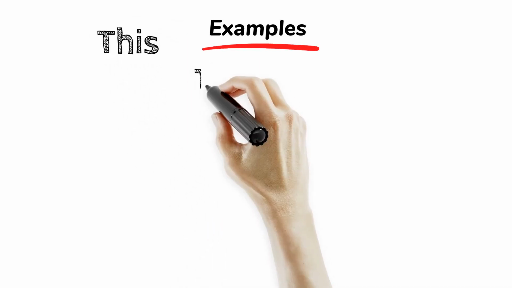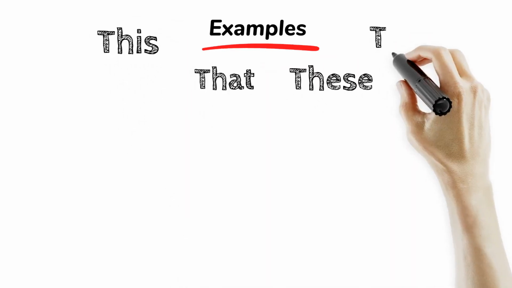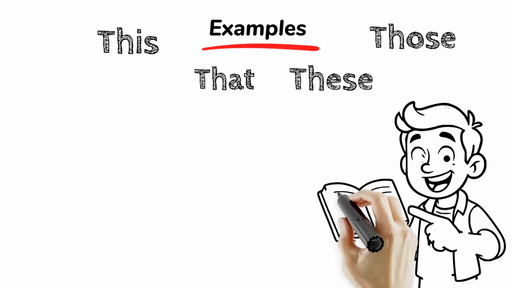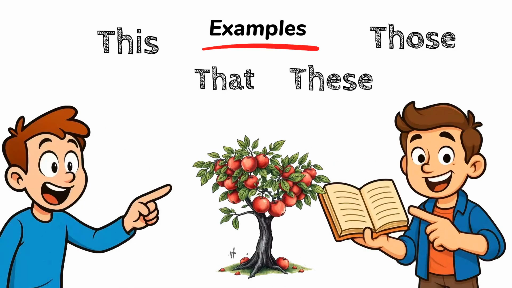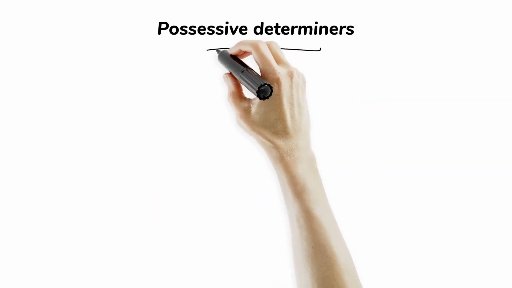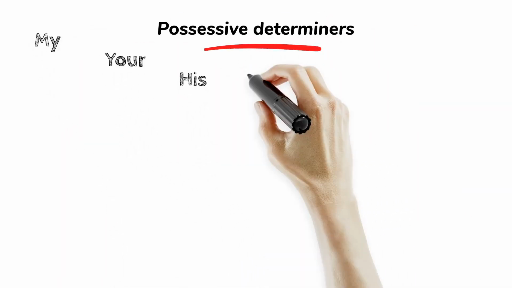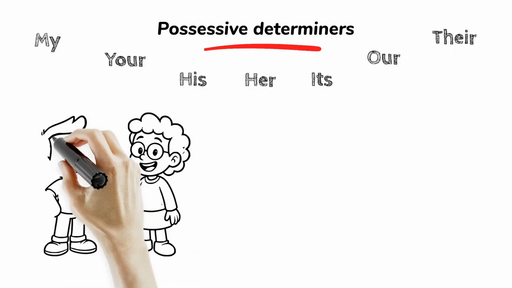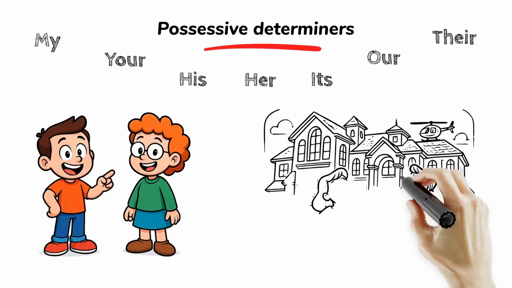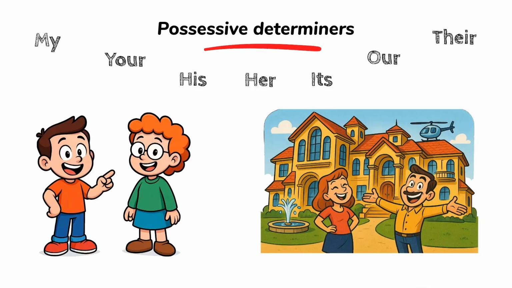Next, demonstratives this, that, these, and those. For example, this book is interesting, or those apples are fresh. These words point out which things we mean. We also have possessive determiners, my, your, his, her, its, our, and their. For example, my friend is here, or their house is big. These show who something belongs to.